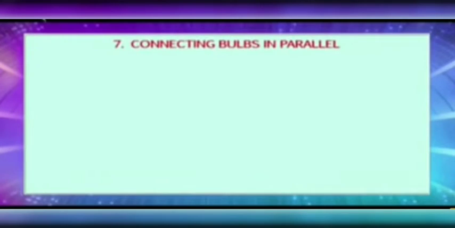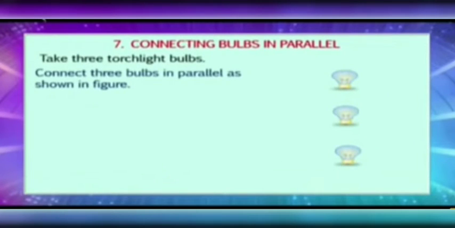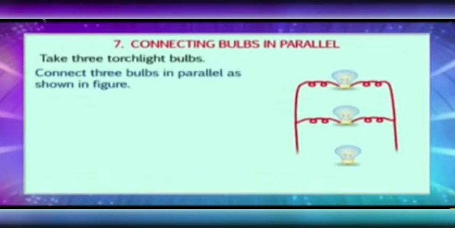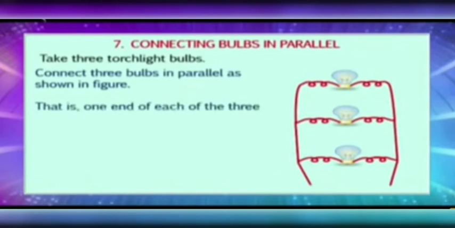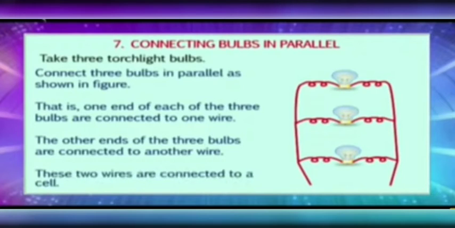Connecting bulbs in parallel. Take three torchlight bulbs. Connect three bulbs in parallel as shown in figure. That is, one end of each of the three bulbs are connected to one wire. The other ends of three bulbs are connected to another wire. These two wires are connected to a cell.